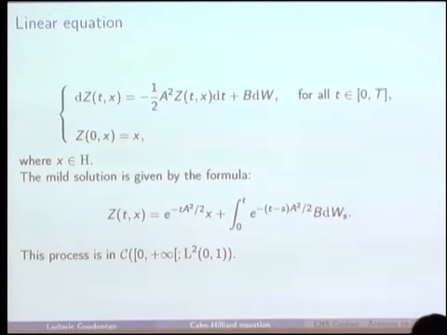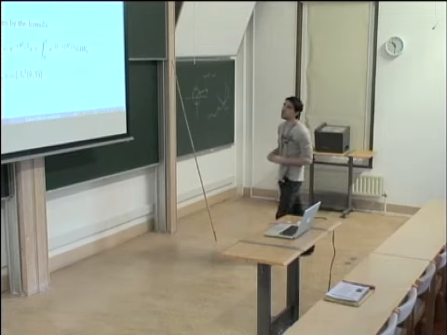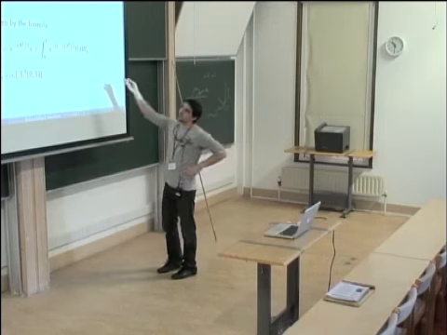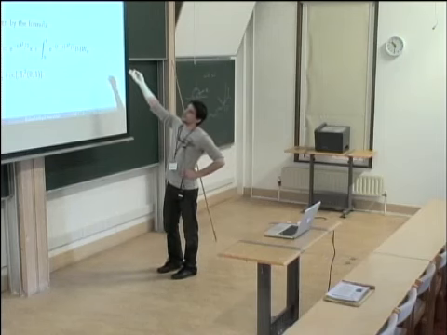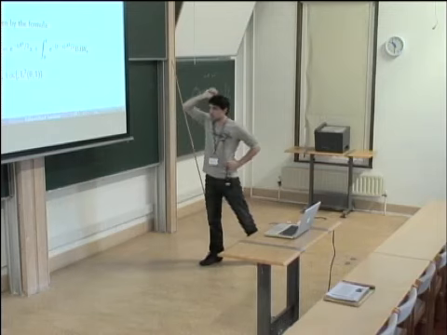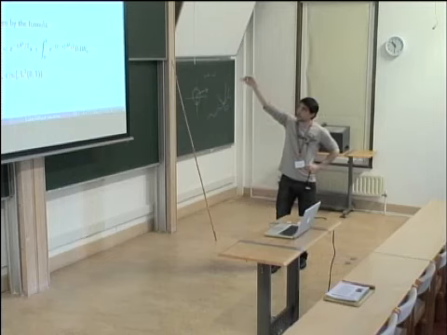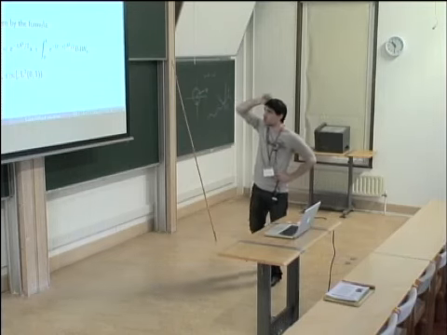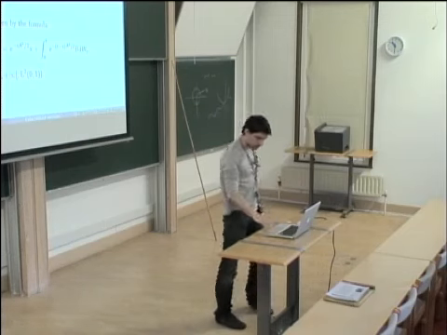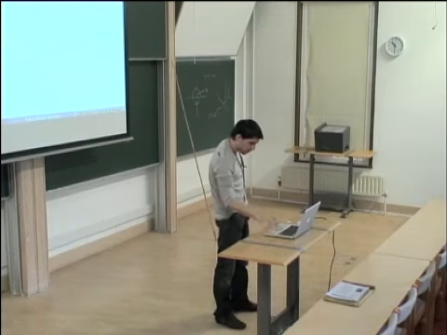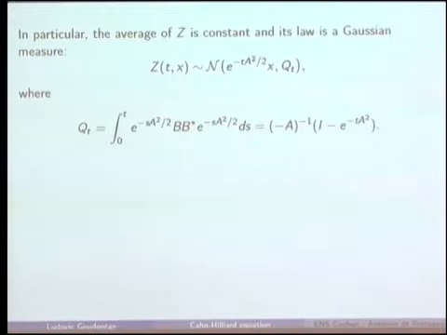Okay, just to fix the idea for the linear equation, we can solve this equation. We say that the mild solution is given by the formula, which is just a variation of the constant. So this process is the solution of the linear problem. And the average of this process is constant, so it is important to have this conservation. Its law is a Gaussian measure.